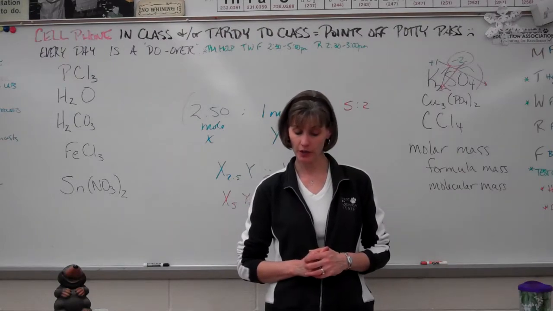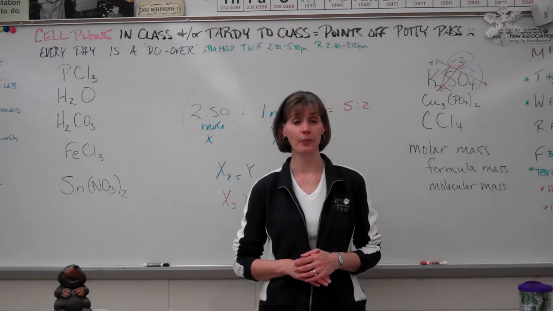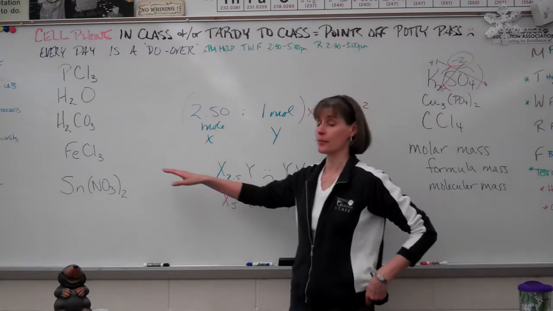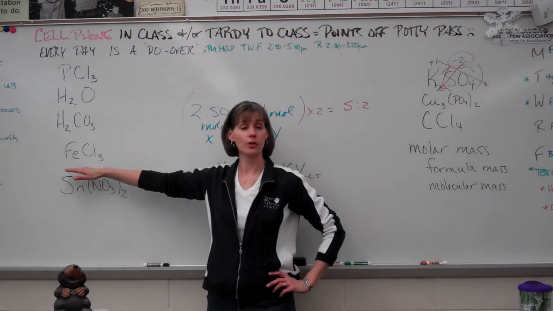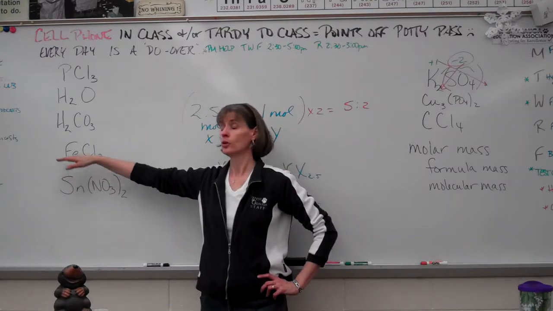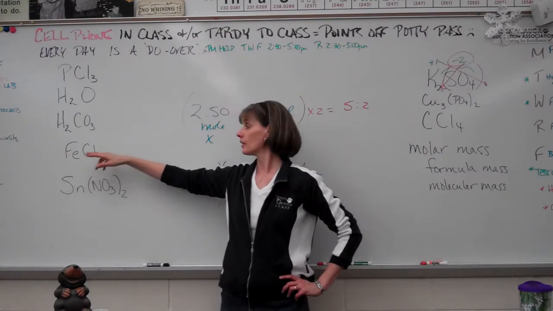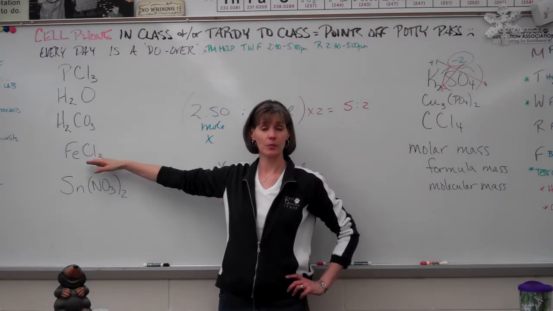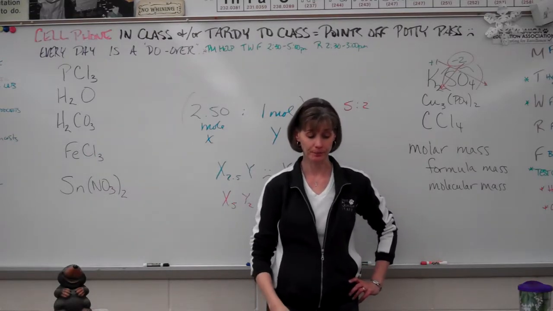33, how to calculate the molar mass of a binary ionic compound. Again, you're just adding the atomic masses. So our iron 3 chloride here is a binary ionic compound. I'm going to look up the atomic mass of iron, add it to 3 times the atomic mass of chlorine. Boom, there you go.